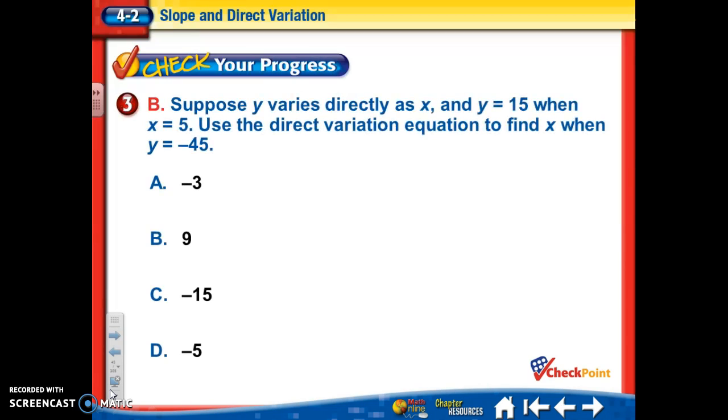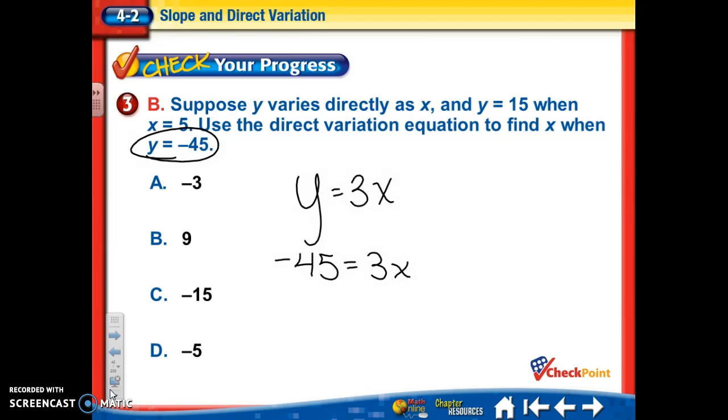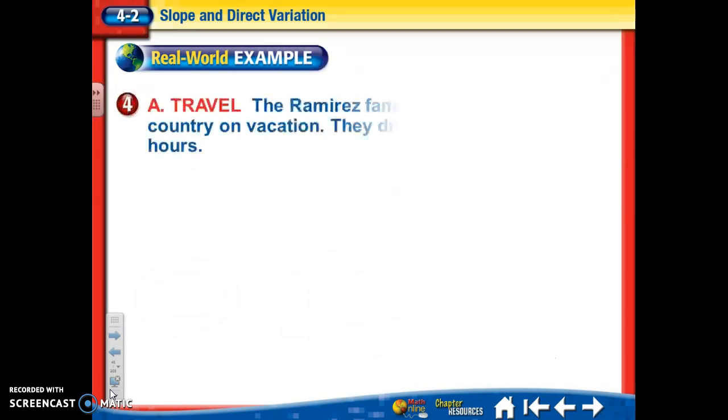And so this will be very much the same. If we've got y equals 3x as the equation, this one just says, now figure out what it's going to be when y is -45. So if I put in -45 equals 3x, I divide off my 3, and I get -15 is equal to x. So it should give me letter C, number 15. And now at this point, we're going to call that done.